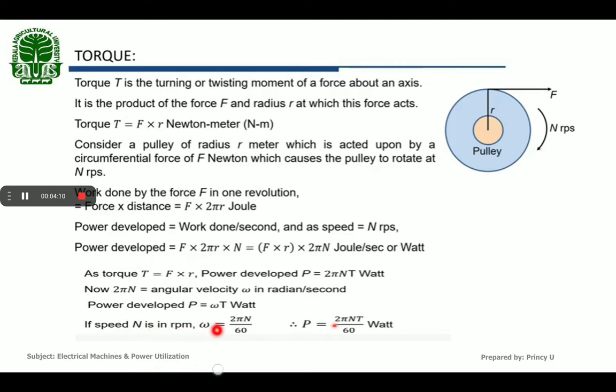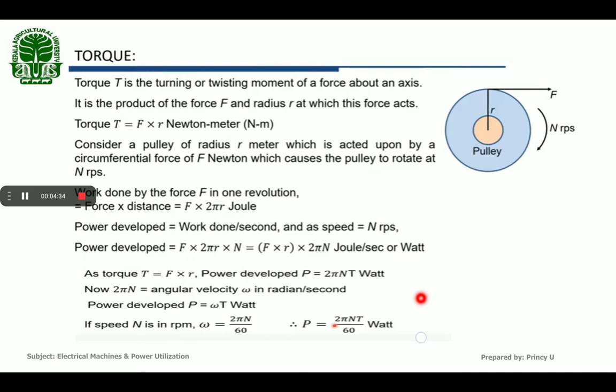If speed is in RPM, we assumed N as the speed in revolution per second. To convert it into revolution per minute, divide by 60. So 2 pi N by 60. Therefore, the power developed in the armature is equal to 2 pi N T by 60 watts.